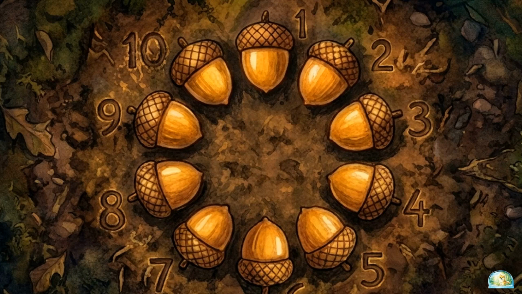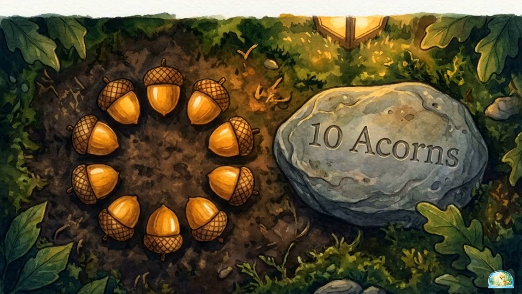6, 7, 8, 9, 10. The last name said tells the count. Counting by ones, the ring holds 10 acorns.